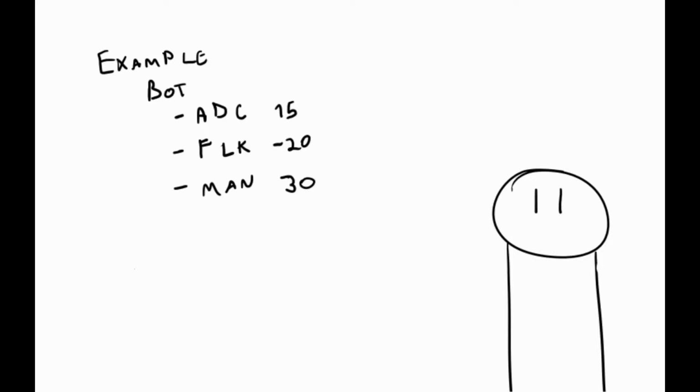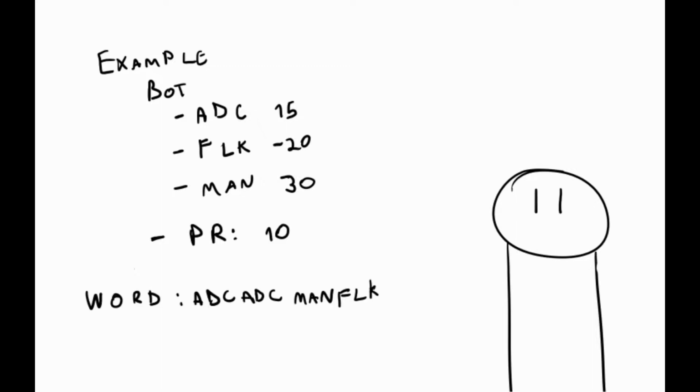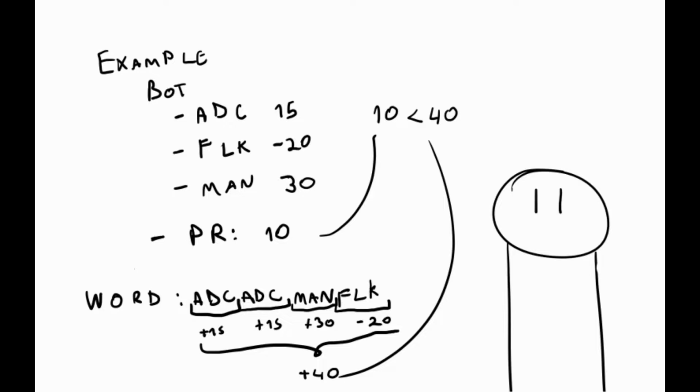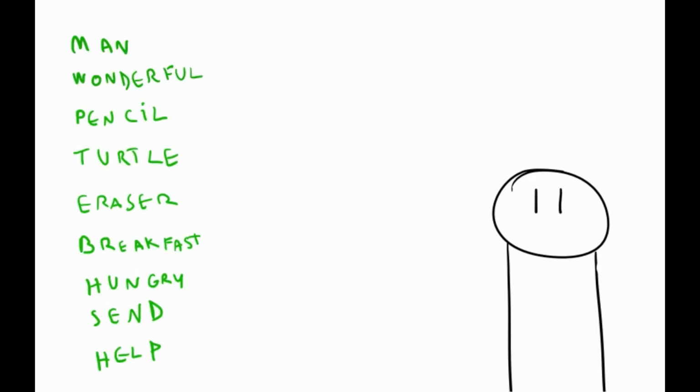Let's say we have a bot with the rules ADC 15, FLK -20, and MAN 30, with a required probability of 10. We feed this bot the word ADC ADC MAN FLK, and it will calculate the probability of it being a word. The total probability will be 40 because we know how to add numbers. Then it compares the required probability to the probability of the word, and if the calculated probability is higher than the required one, then it's considered a word. Otherwise, it's not.